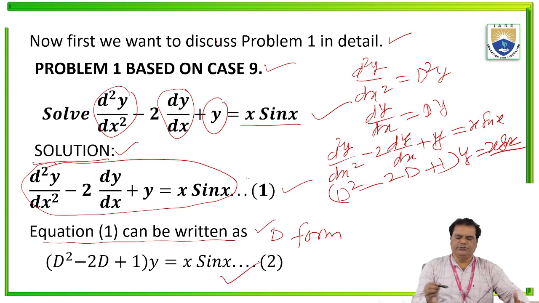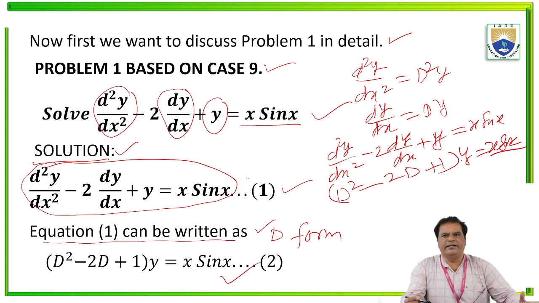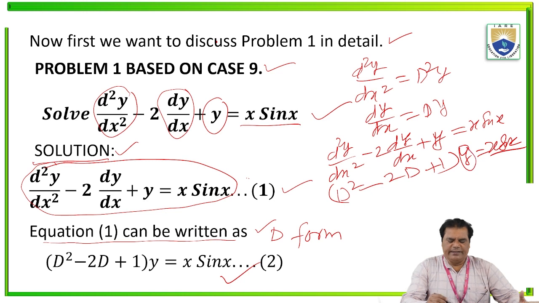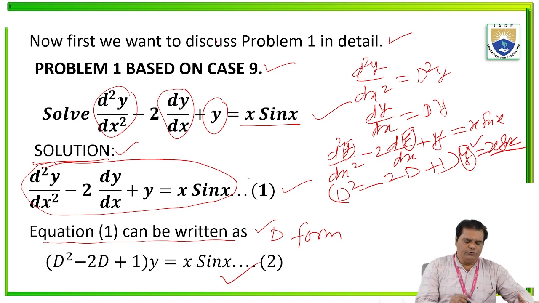So we can write this equation by taking y common on the right hand side, since every term is a derivative of y. Then equation 1 can be written as equation 2. This is the D form equation. This is a function of D into a function of x equal to x sin x.